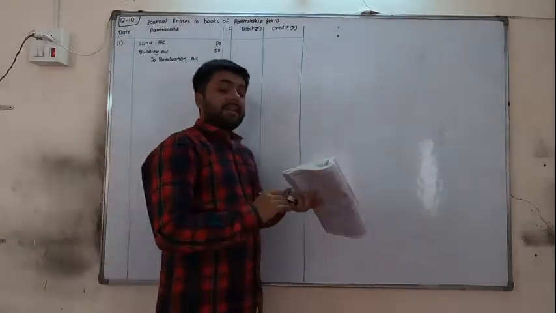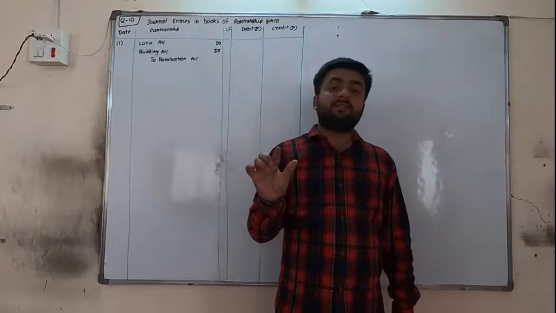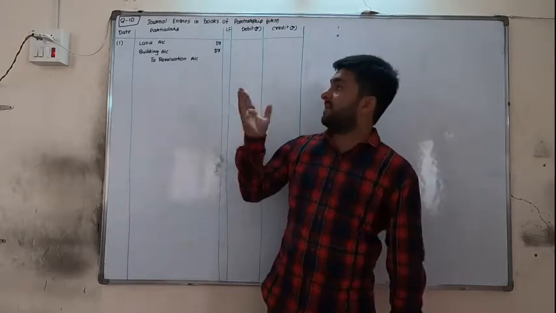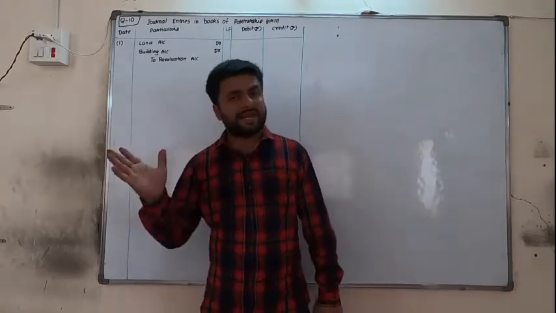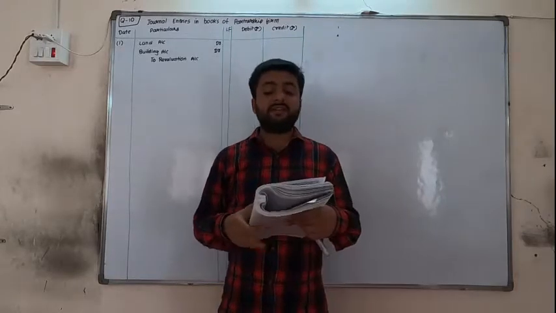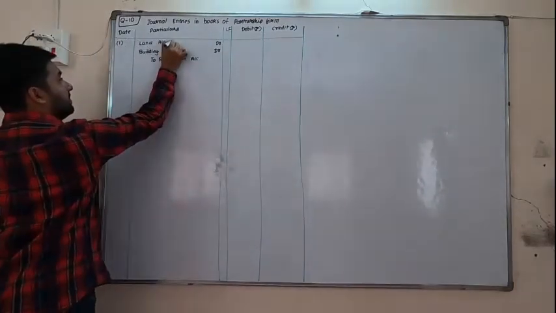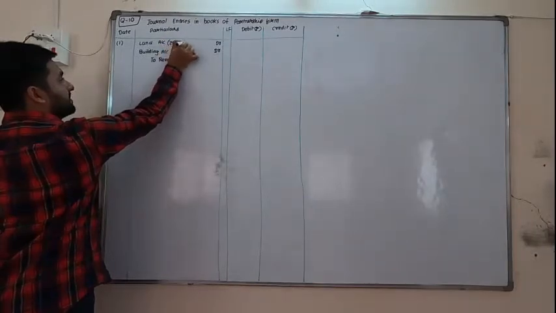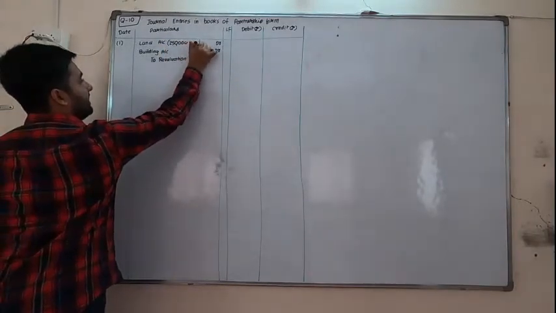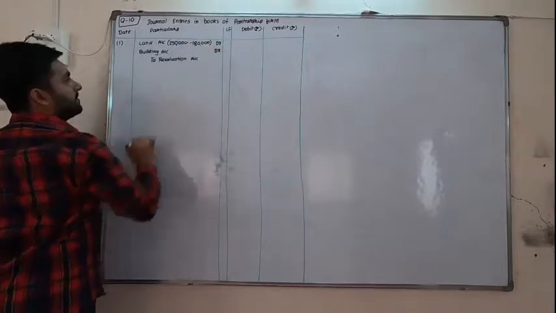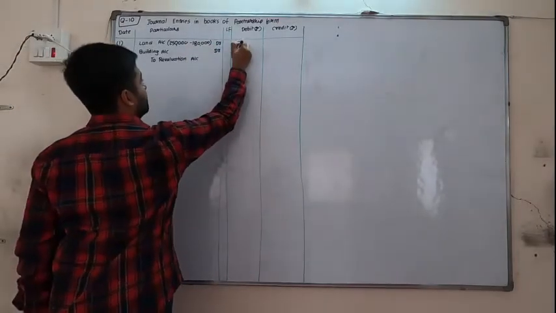Friends, whenever the word "up to" is given, you take the difference. Whenever the word "by" is given, you directly write it. Land is increased up to 250. So please take the difference, write with pencil. 2,50,000 minus 1,80,000. Take the difference. So it will be 70,000.